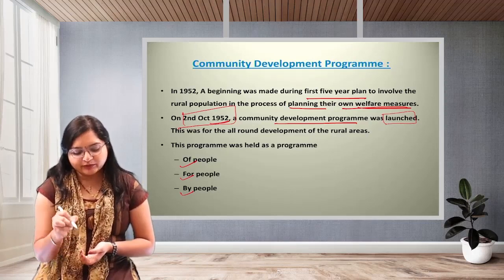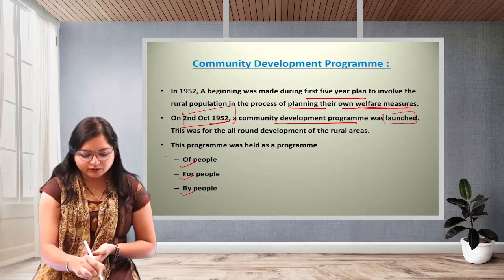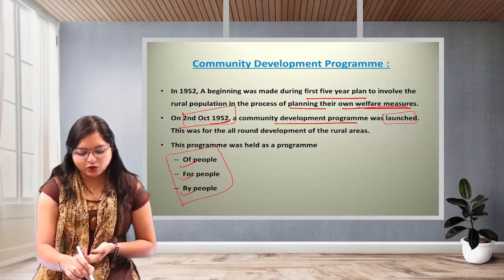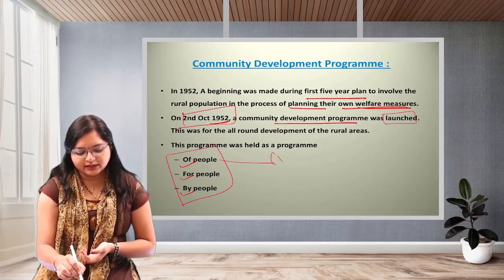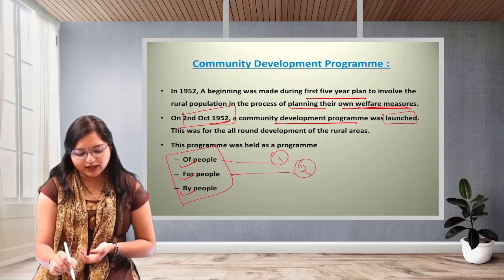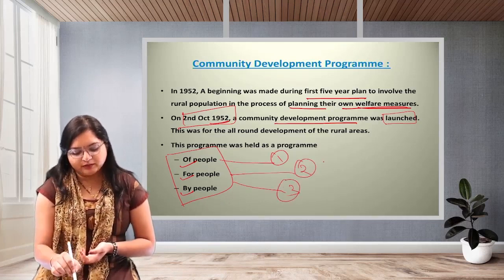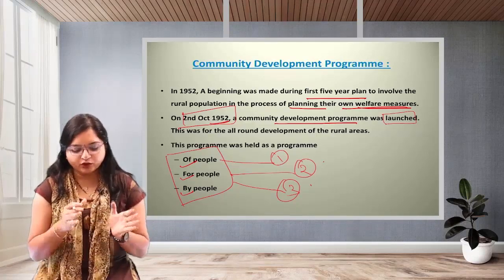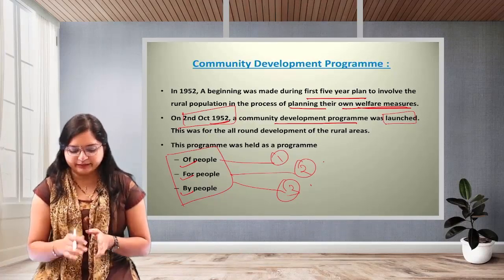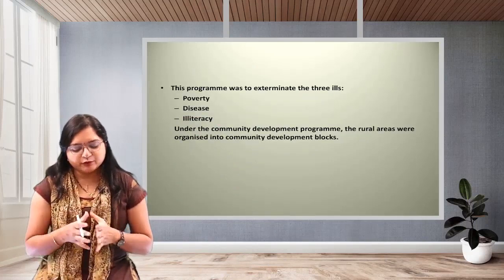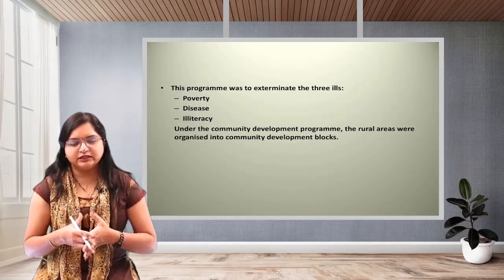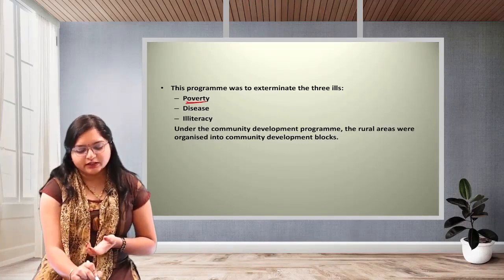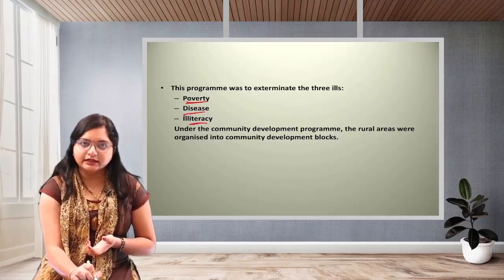So this program is held mainly for 3 purposes. The first is of the people, second is for the people, and the third is by the people. So this is the basic concept of this program: of the people, for the people and by the people. This program was to exterminate the 3 ills. These 3 ills are poverty, second is disease, and third is illiteracy.